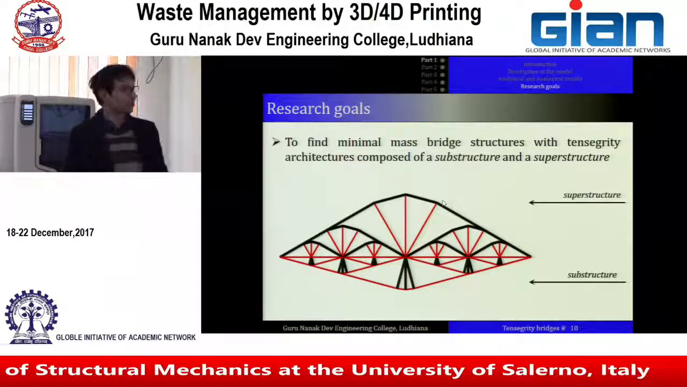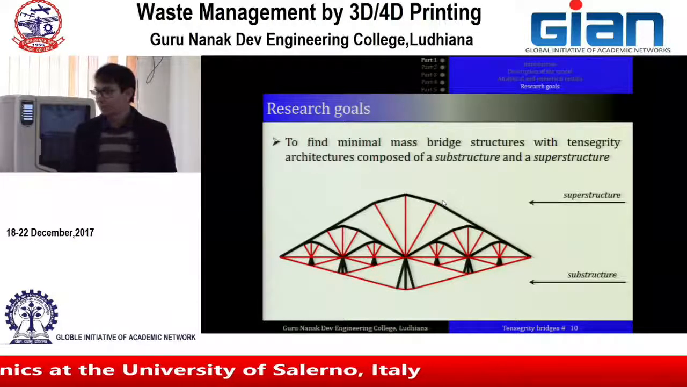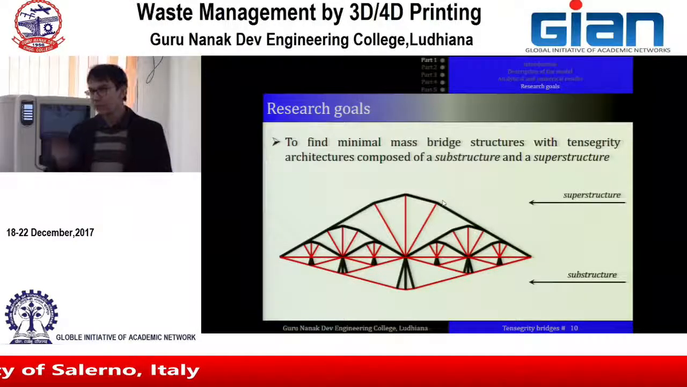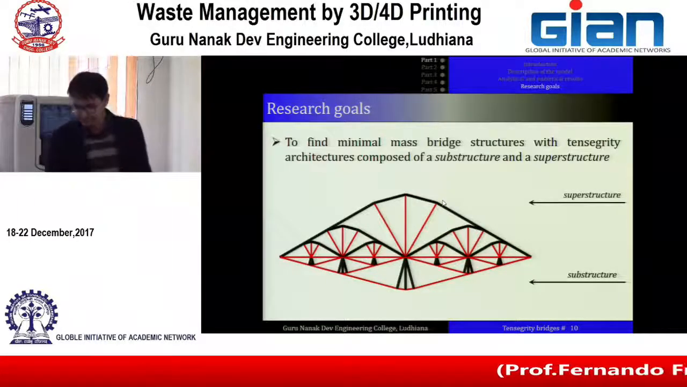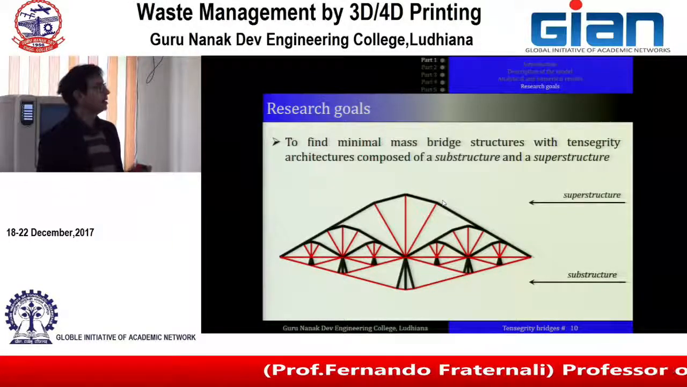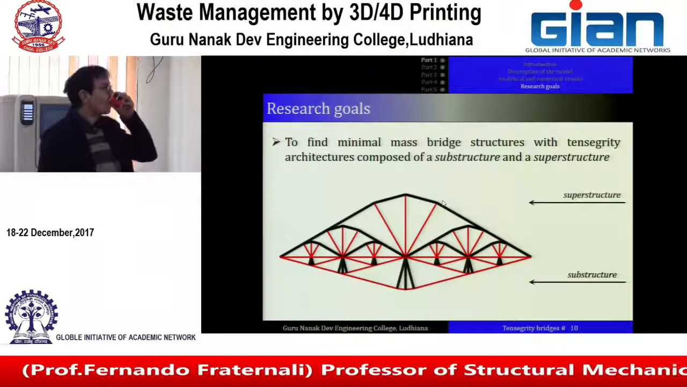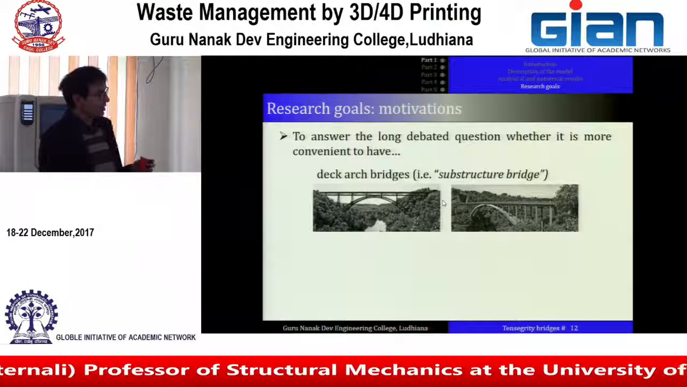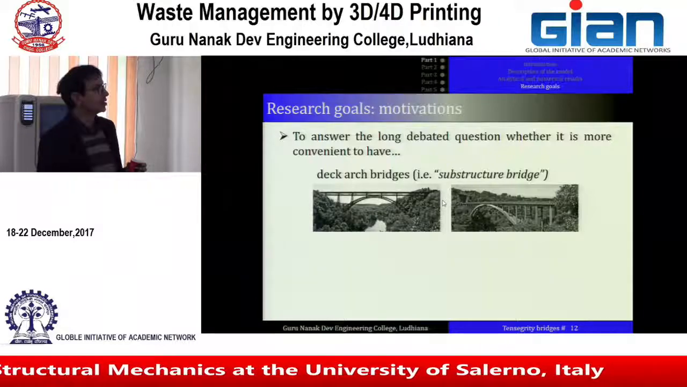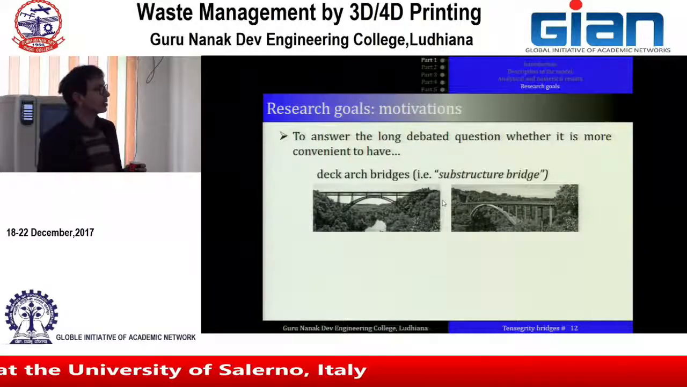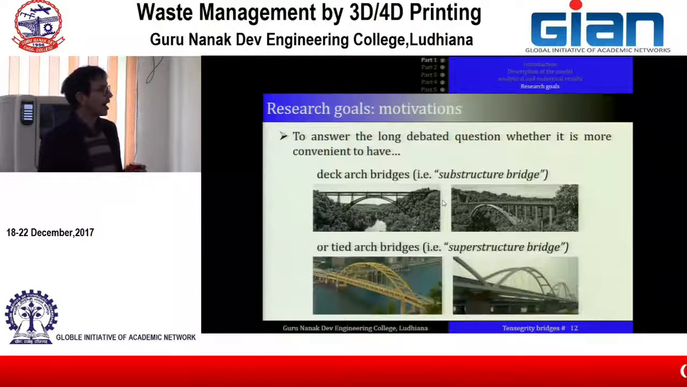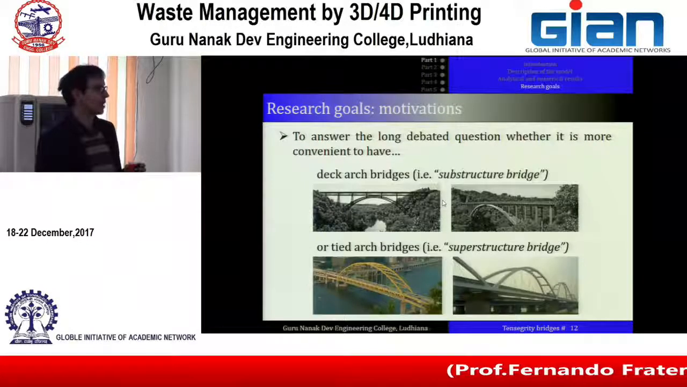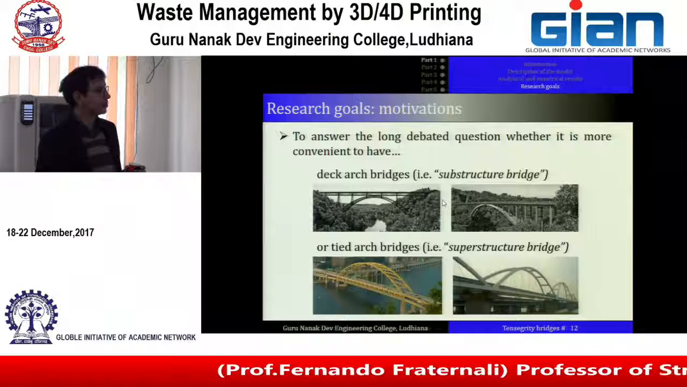We can have both architectures, superstructure or substructure. And we want to choose which one is more convenient. So, is it more convenient to have deck arch bridges, substructure bridges, or tied arch bridges, superstructure bridges? Which is more convenient?